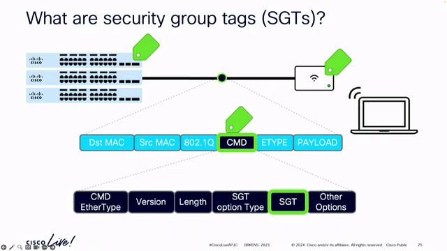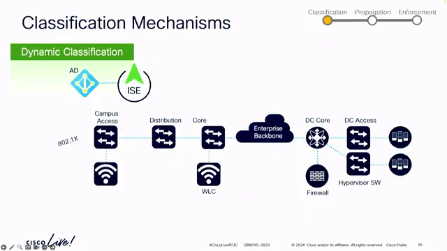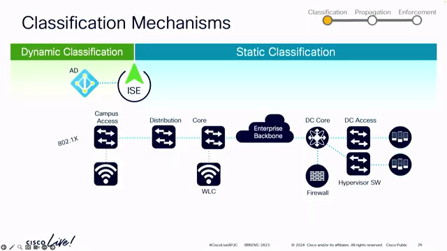Out of that, 16 bits is the SGT, and the SGT gives you a literal value of 2 to the power 16, that is 65K values. So what can you do with that? With those 65K values, you can assign a role, like you can have your employee as number 4, your contractor as number 5, and so on. So that's what you can do with SGT.